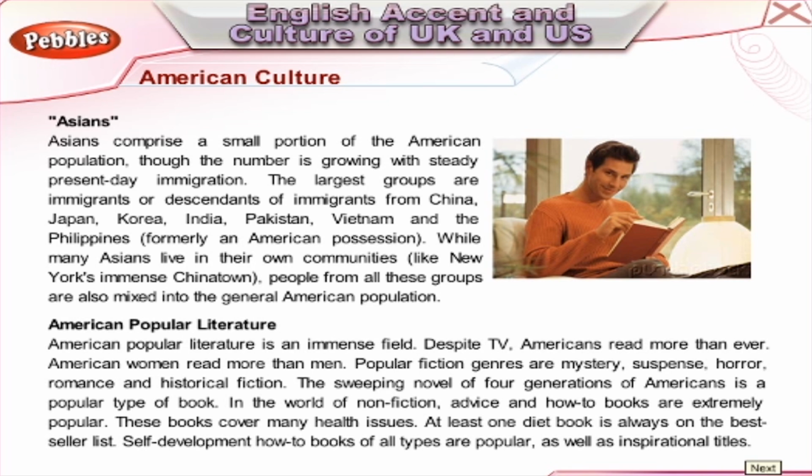American popular literature. American popular literature is an immense field. Despite TV, Americans read more than ever. American women read more than men. Popular fiction genres are mystery, suspense, horror, romance, and historical fiction. The sweeping novel of 4 generations of Americans is a popular type of book. In the world of non-fiction, advice and how-to books are extremely popular. These books cover many health issues. At least one diet book is always on the bestseller list. Self-development how-to books of all types are popular, as well as inspirational titles.